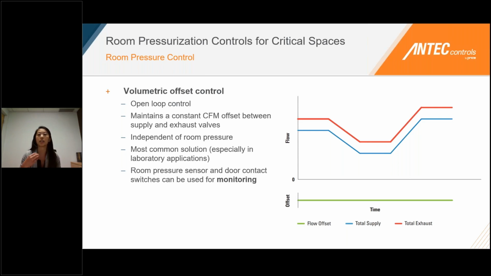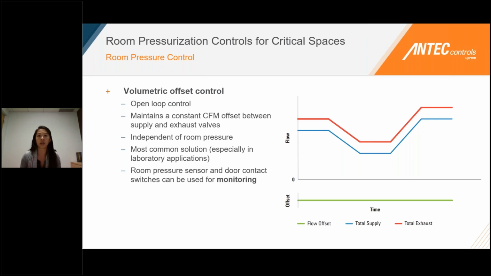Because it is an open loop control, it isn't double checking what the pressurization is and then feeding that back to the controller. It just looks at the measured airflow into and out of the space, and if it's meeting its offset, it's good to go.